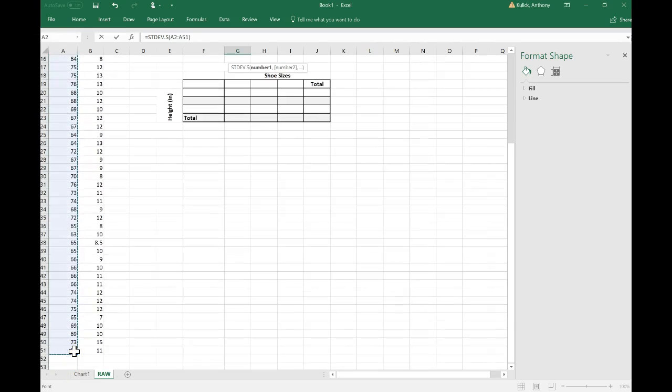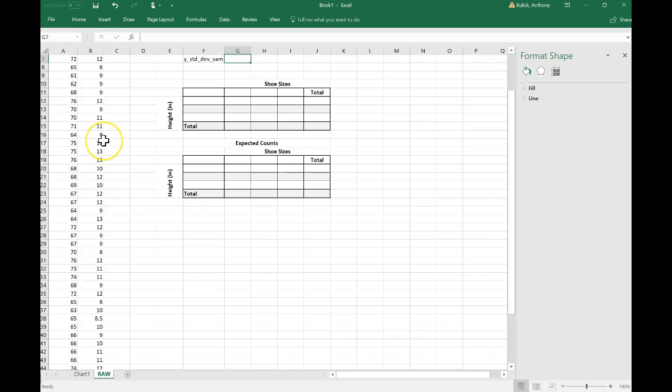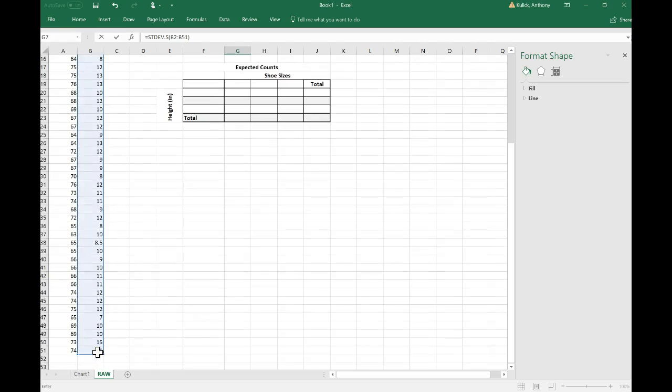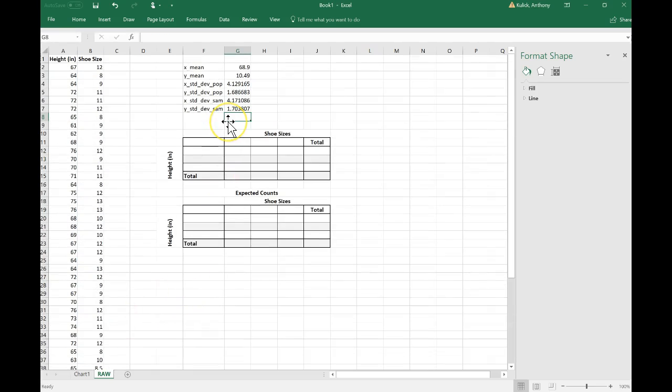So again, highlight the whole thing. Equals standard dev S. Double click. Highlight my whole thing there. Close. Okay. And now I remember that my R value is going to be 1 divided by 50 minus 1, because I have 50 samples.